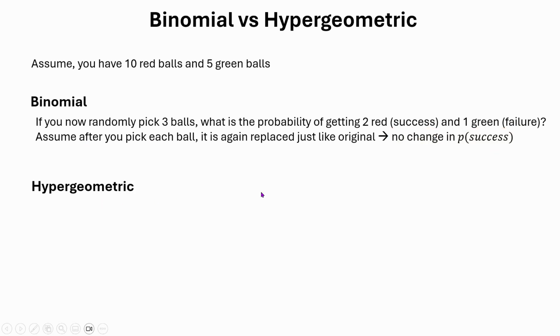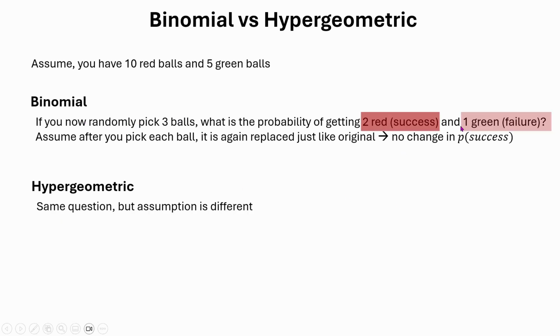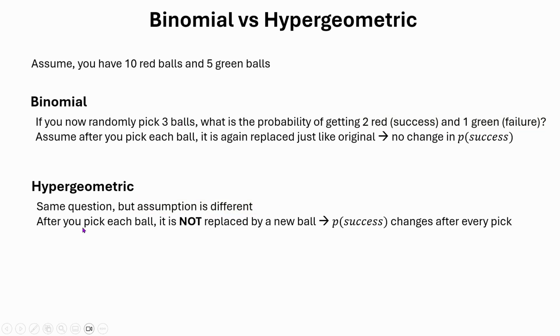But in hypergeometric, this assumption is relaxed. You are asking the same question: what is the probability of getting 2 red and 1 green? But your assumption is different. What is that assumption? After you pick each ball, it is not replaced by a new ball. That means when you pick 1 red ball, there are now 9 red balls and 5 green balls. And so the probability of having a red ball has changed, right? It has reduced. That means probability of success changes after every pick. That is the difference between binomial and hypergeometric.